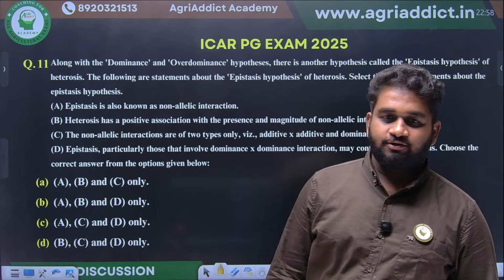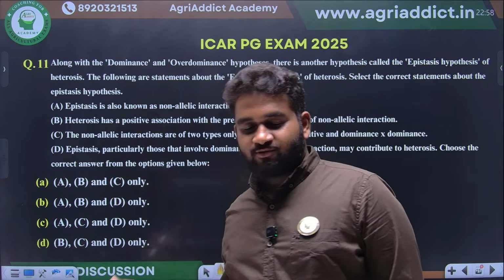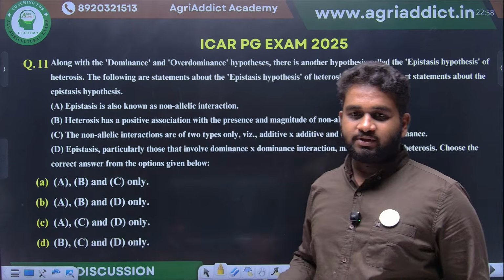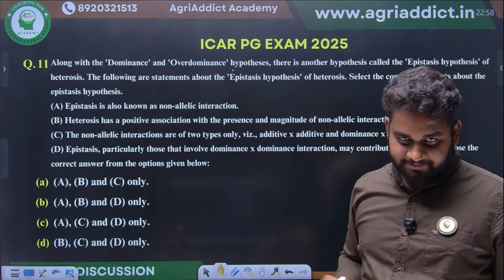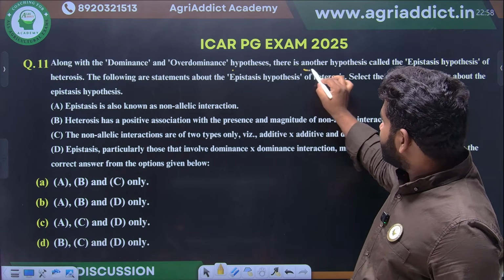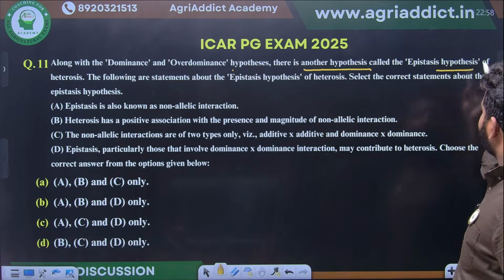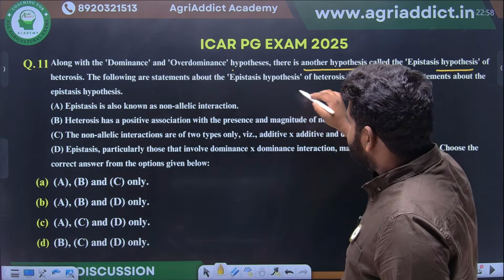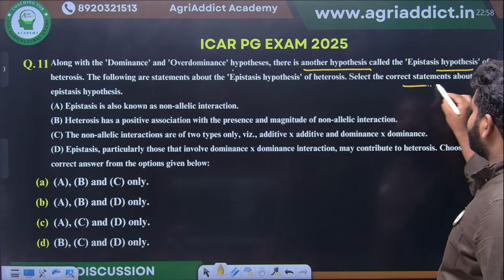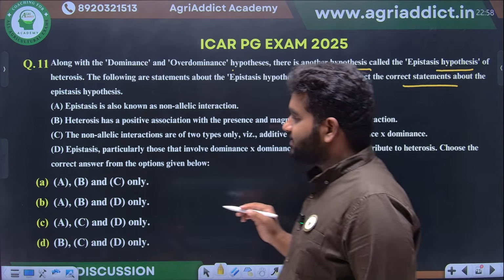From this question onwards, you will get so many questions based on heterosis breeding. Along with the dominance and over-dominance hypothesis, there is another hypothesis called the epistatic hypothesis of heterosis. The following are statements about the epistatic hypothesis of heterosis. Select the correct statement about the epistatic hypothesis.